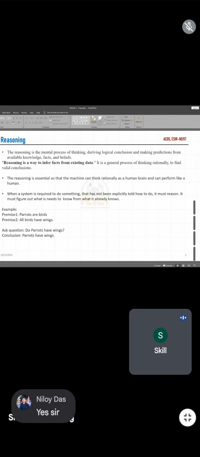So reasoning is important in artificial intelligence and machine learning. We will start from the basics only. Reasoning is much required as the processes and techniques that allow the machines to make inferences, draw conclusions, and make decisions based on the data. So that's why we start with reasoning.